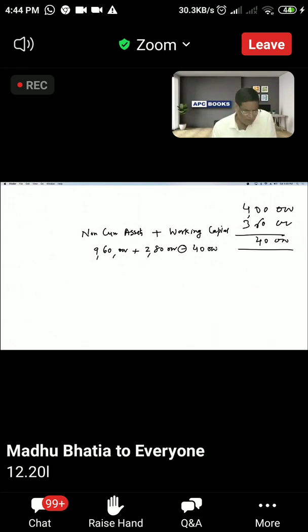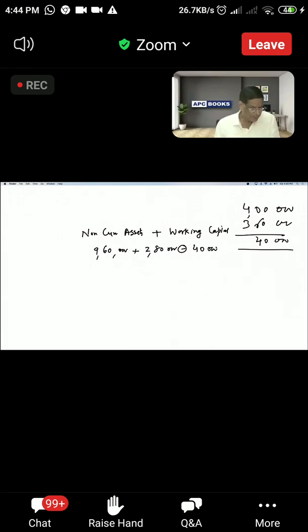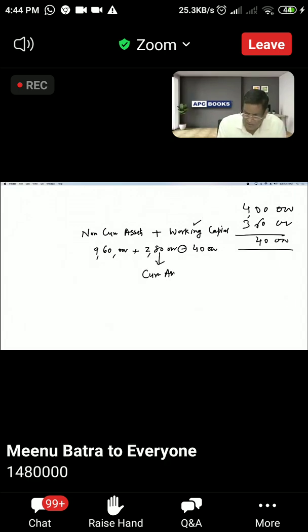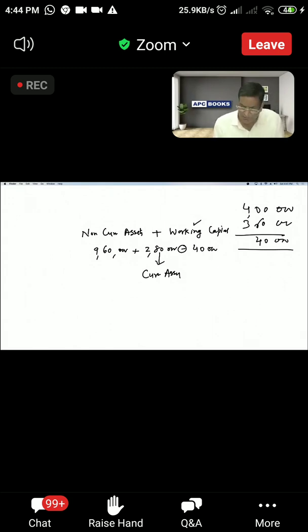So that's also simple. In this question, I want to emphasize working capital again. Current assets 280 are given. And cash equivalent is given, 120.